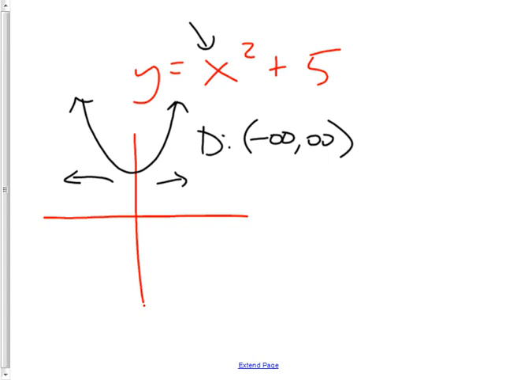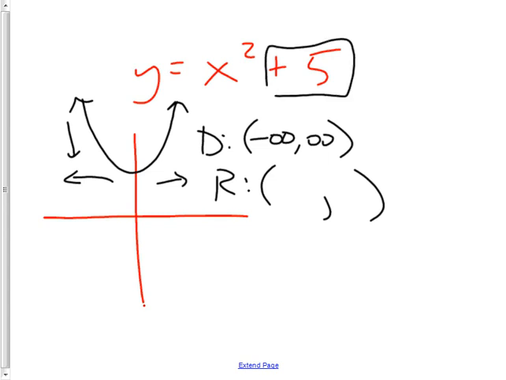The range, you pretty much have to use a picture. Okay, so I've got my picture now, and now I'm doing range. I can say it's going to go from something to something. And range is how low does it go? That goes from 5 to how high does it go? Infinity. And 5 works, right? Because can I get to 5 on this? Yeah, if I put in x = 0, I get 5. So 5 works. So there we go. There's my domain and range.